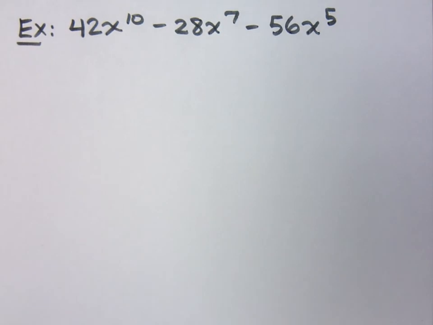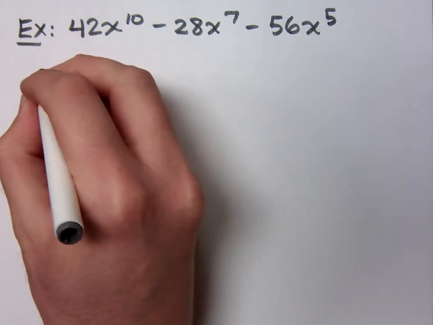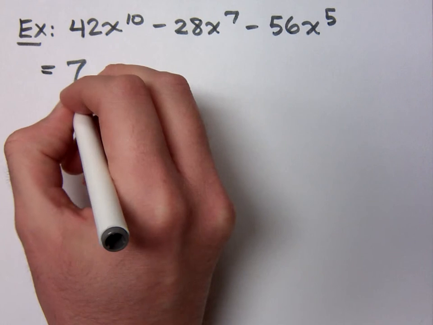All right, let's take a look at this example. 42x to the 10th minus 28x to the 7th minus 56x to the 5th. Let's see if we can identify the greatest common factor. Start breaking this guy down. 7? All right, so you guys agree that 7 goes into all of these guys.